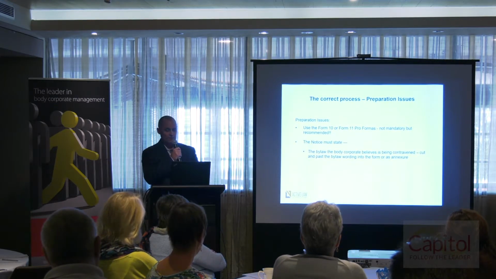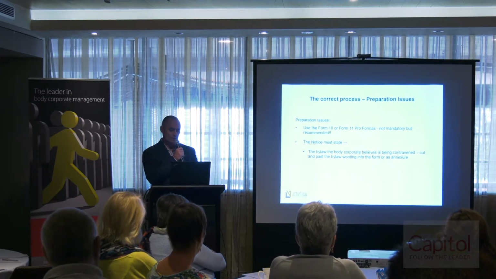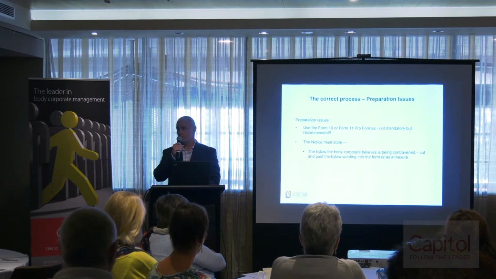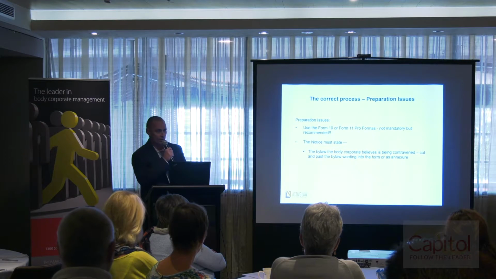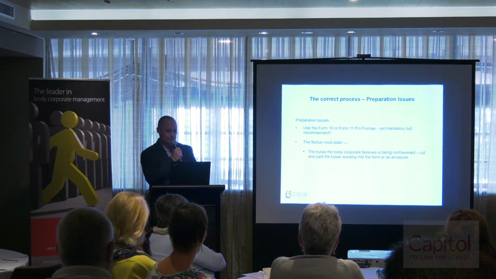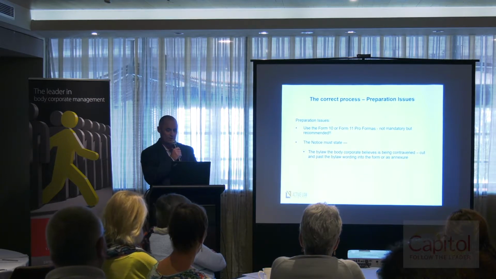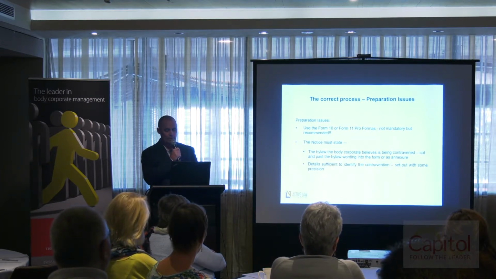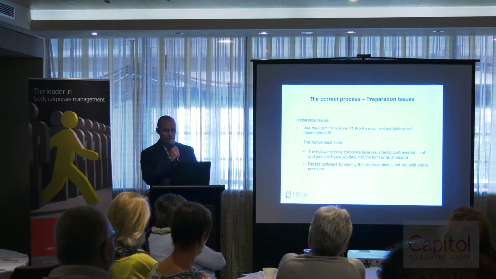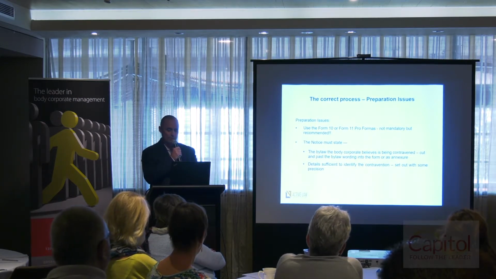The notice has to state the bylaw the body corporate believes is being contravened, so cut and paste the bylaw wording into the form or attach it as an annexure. Don't attach all the bylaws, because that just simply raises an argument as to which bylaw is specifically being contravened. So the better practice is just cut and paste the relevant bylaw wording. You need to provide sufficient details to identify the contravention, and you need to set those out with some precision.